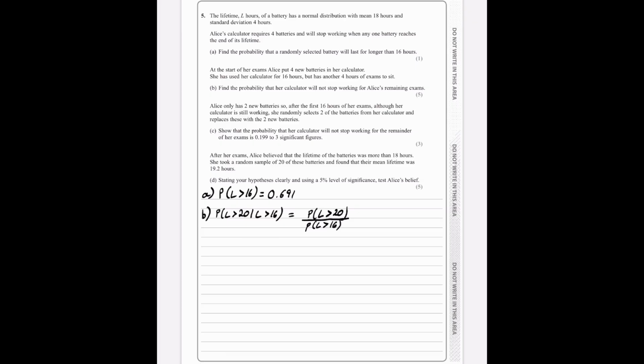So in terms of the intersection in the conditional probability formula, just P of L is greater than 20 is sufficient here. So we've got 0.309, the probability that L is greater than 20, divided by our answer in A, 0.691. Try to use unrounded answers if you can. Anyway, it comes out to 0.446. Now we need all 4 batteries to last for this to work, so we need the first one and the second one and the third one and the fourth one, so we're going to have to raise that to the power of 4, so 0.0396, that's a 3.96% chance. Not good odds if you're going into an exam, I'd suggest.